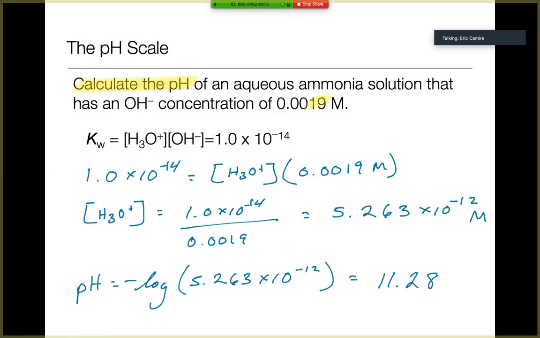I have 2 significant figures in the only information I was given, plus Kw has 2 significant figures. That means my final answer needs to have 2 significant figures in the decimal places. Again, the 11 to the left of the decimal point is my placeholder. So we're in good shape. We didn't gain sig figs, we just have to follow new rules.